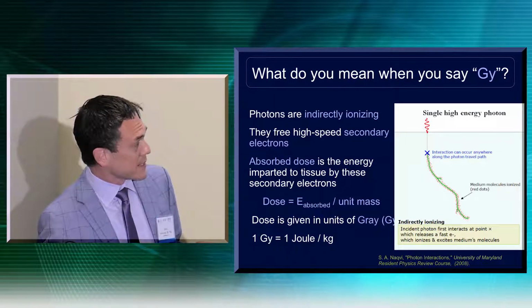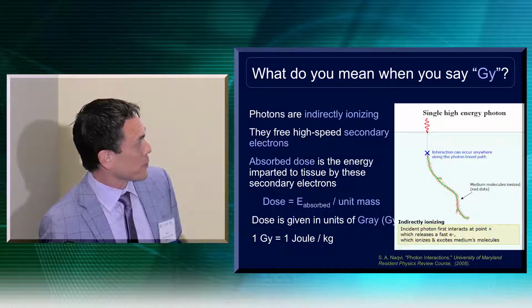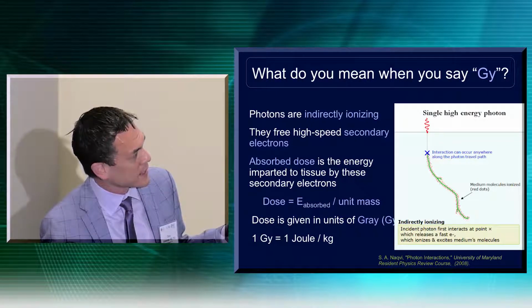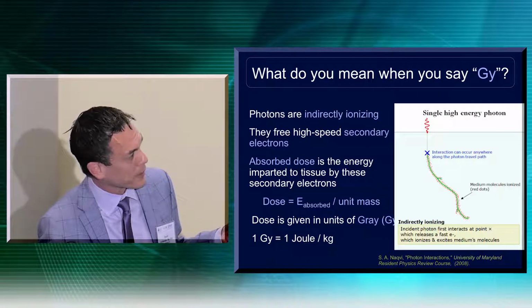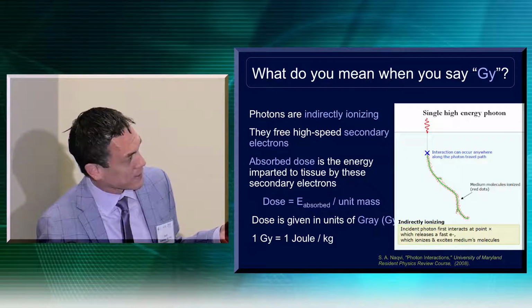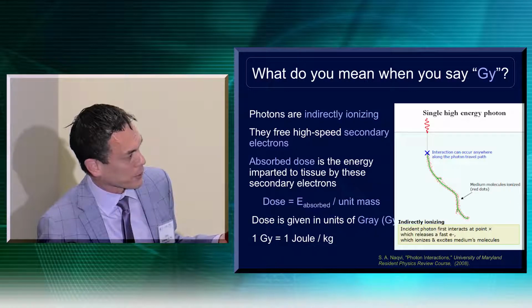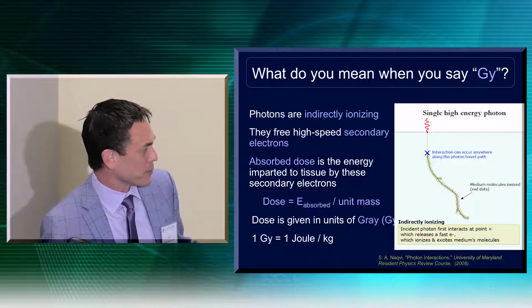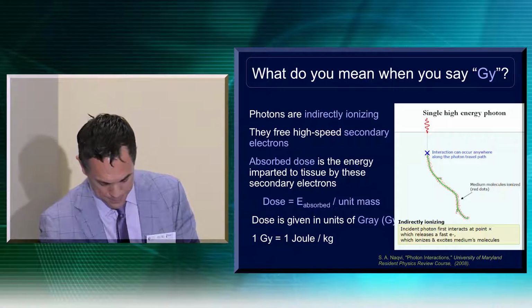So what do we mean when we say gray or units of absorbed dose? Photons are indirectly ionizing. So what happens is the photon comes in and it'll travel into tissue for a way before it eventually will have an interaction. And that interaction will knock off one of those electrons, and the electron will go on to have lots of little ionization events and give up all of its energy along some kind of crooked path. And so delivering dose to tissue is where we're getting the notion of absorbed dose. Dose is given in units of gray, and 1 gray is 1 joule per kilogram.